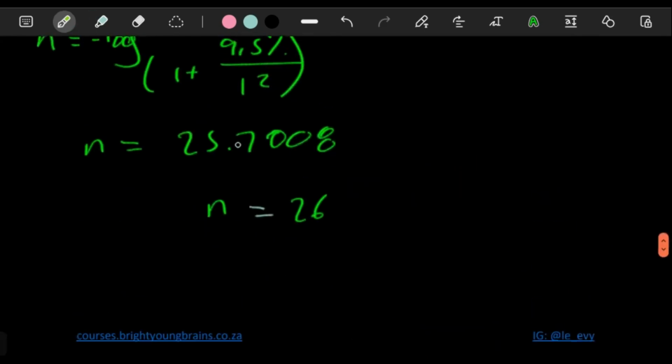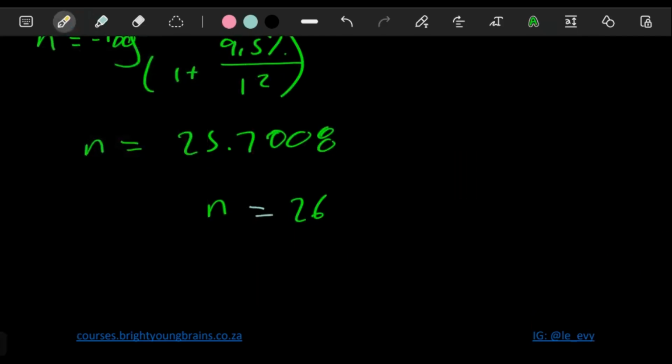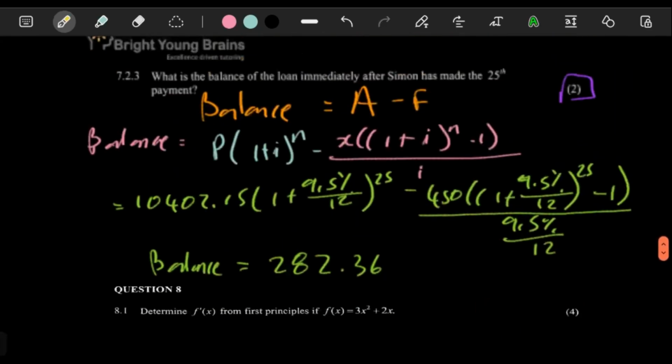Because 26 months is when he pays off the full thing, so by 25 months he's close to finishing. So that's that. Let's move on to the next question.